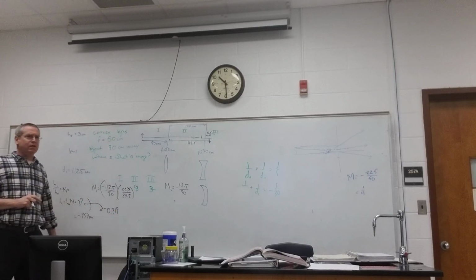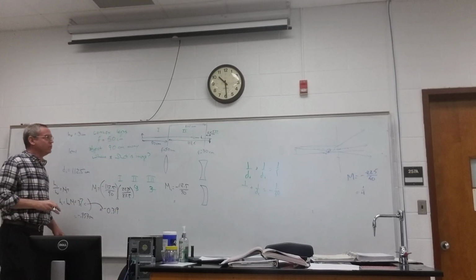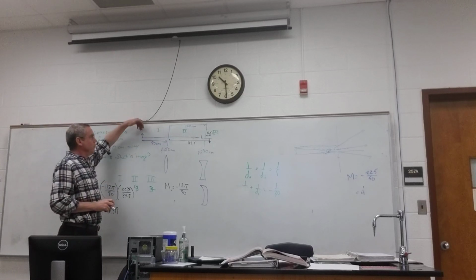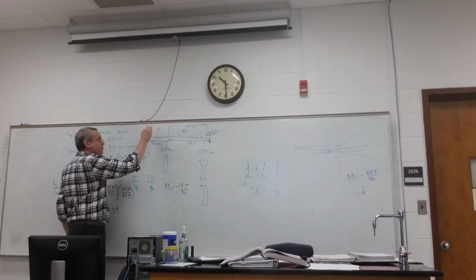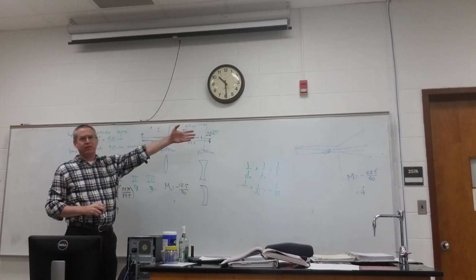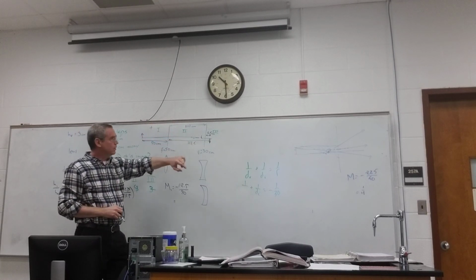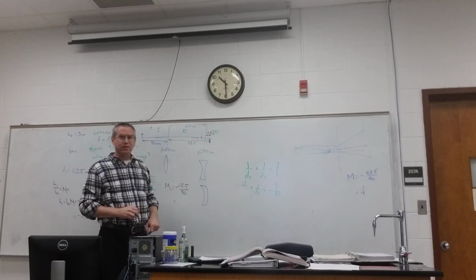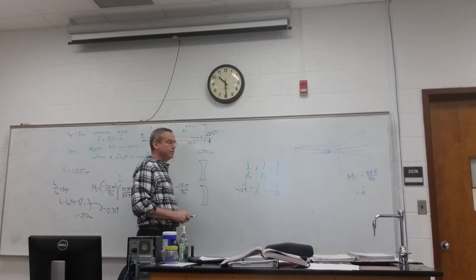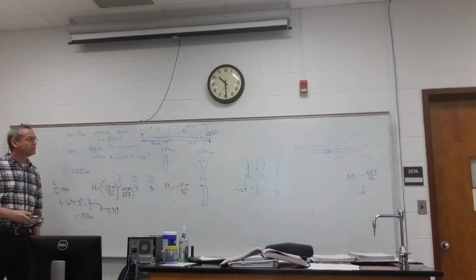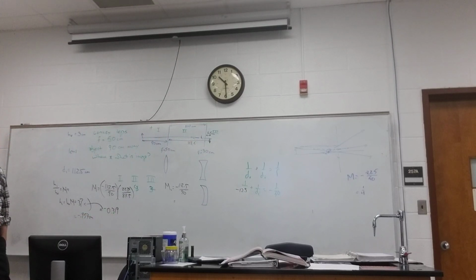When you're dealing with that, it comes down to the convention that you first set up. We started out with the image over here. This is the positive side for the image. The other side of the lens is the negative side. So this object distance is now negative 12.5. And that's how you deal with it.